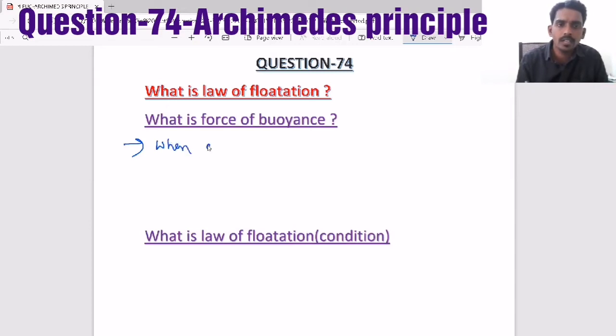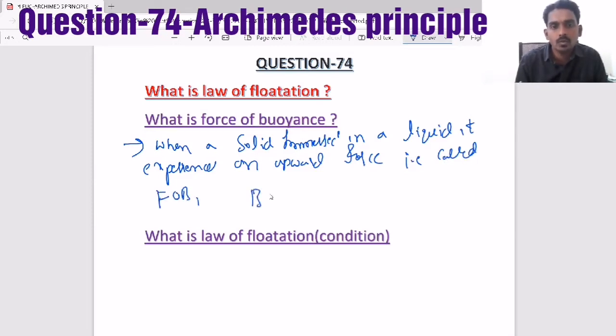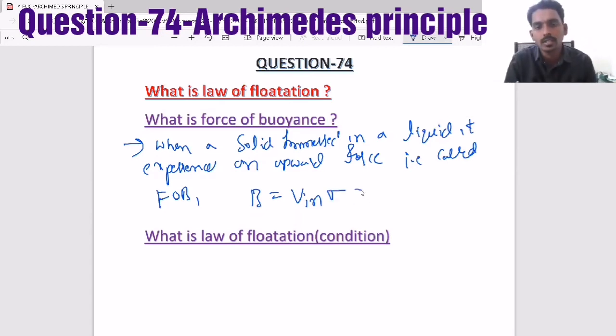That is, when a solid is immersed in a liquid, it experiences an upward force, that is called force of buoyancy, and that force of buoyancy is equal to the volume of the solid inside, not complete volume, into density of the liquid into g. So this is called force of buoyancy.